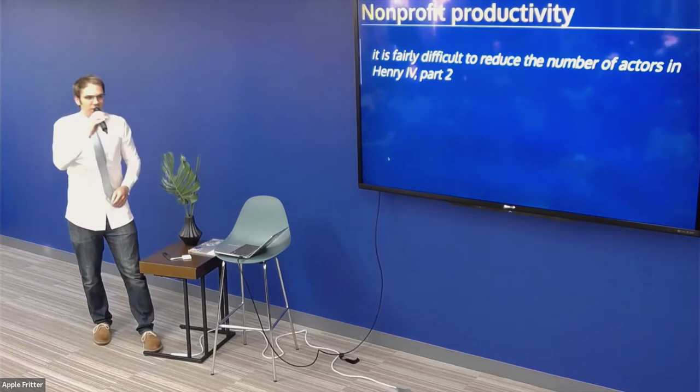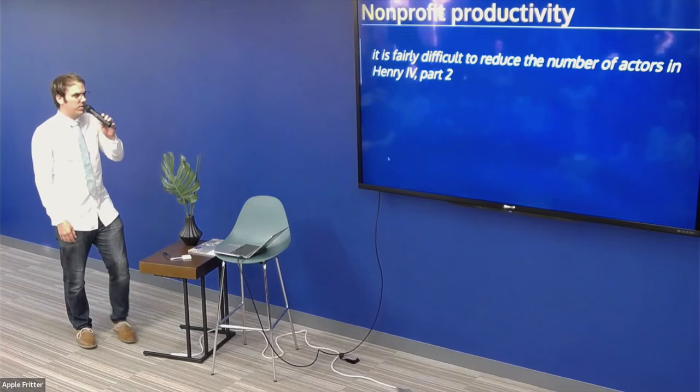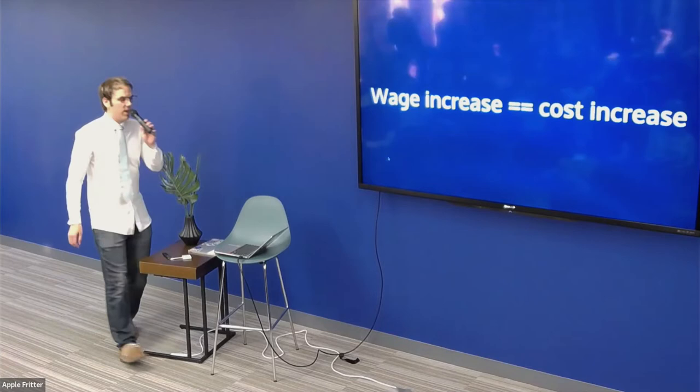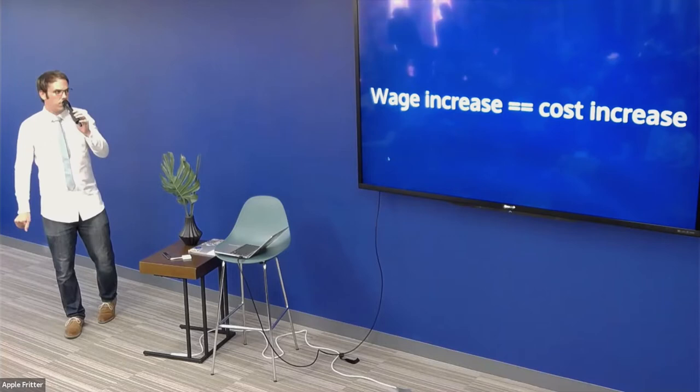So they wrote about this in the paper, right? They said it is fairly difficult to reduce the number of actors in Henry IV Part II, right? You need some number of people to do all the speaking parts in the role. So in that case, we can't really make everyone more productive, right? So we can't offset a wage increase by making everyone do more and producing the same amount and keeping prices the same. So a wage increase leads to a cost increase.